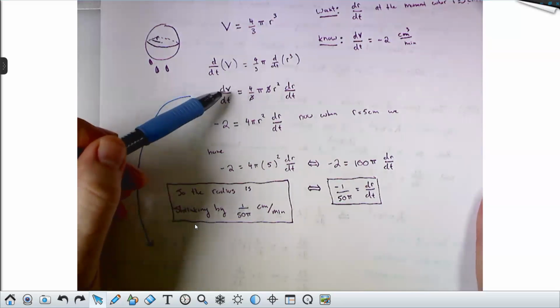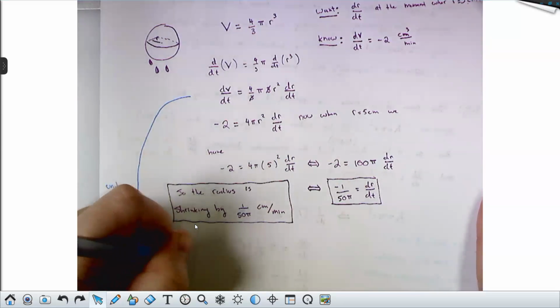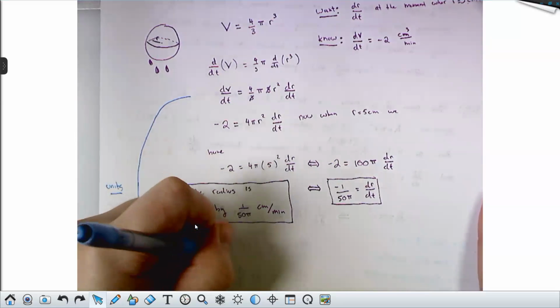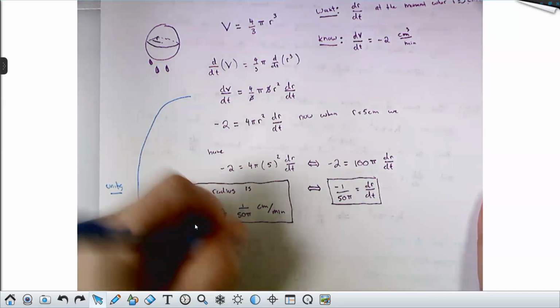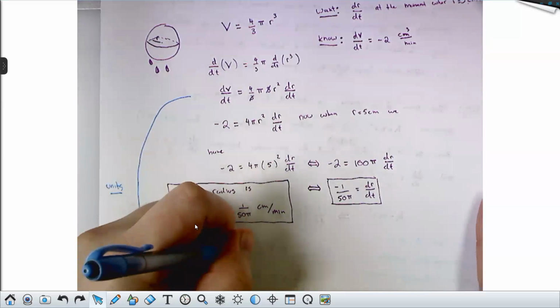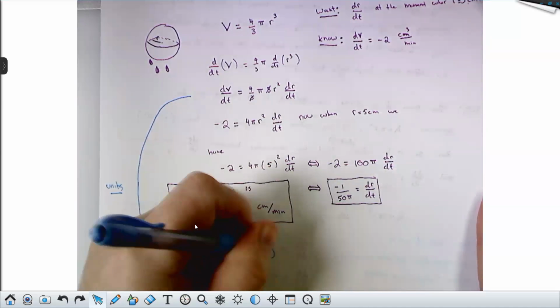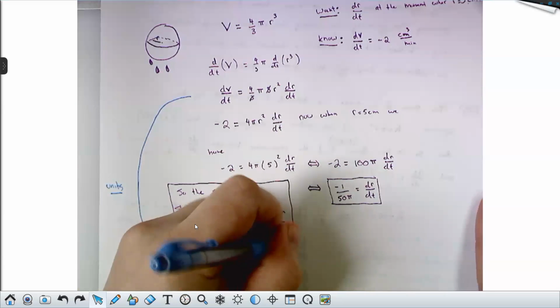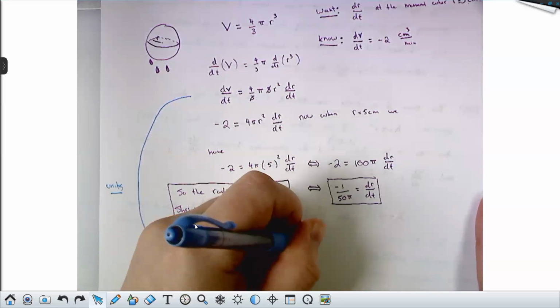Volume is being measured in centimeters cubed, and time is being measured in minutes. So this is really -2 cm cubed per minute. The 4 pi is unitless. And then the radius here is being measured in centimeters. And dr dt, r is being measured in centimeters, so this is dr dt being measured in centimeters per minute.